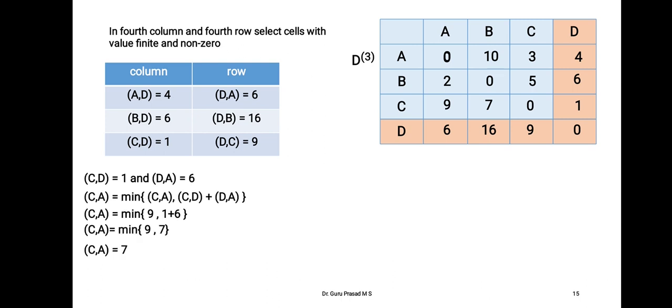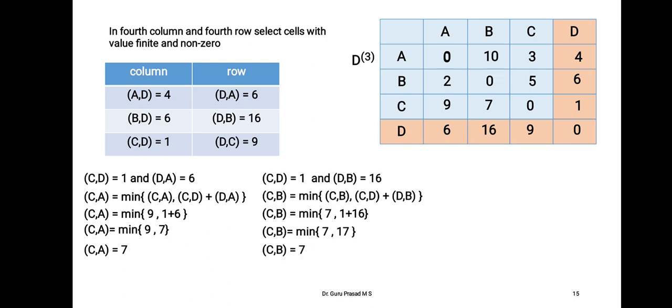Next, column last value, row first value. C comma D equal to 1 and D comma A equal to 6. You have to find out the shortest distance between C to A, that is minimum of C to A comma C comma D plus D comma A. The matrix C to A value is 9 and the new added distance is 1 plus 6. Minimum of 9 comma 7, the minimum value is 7.